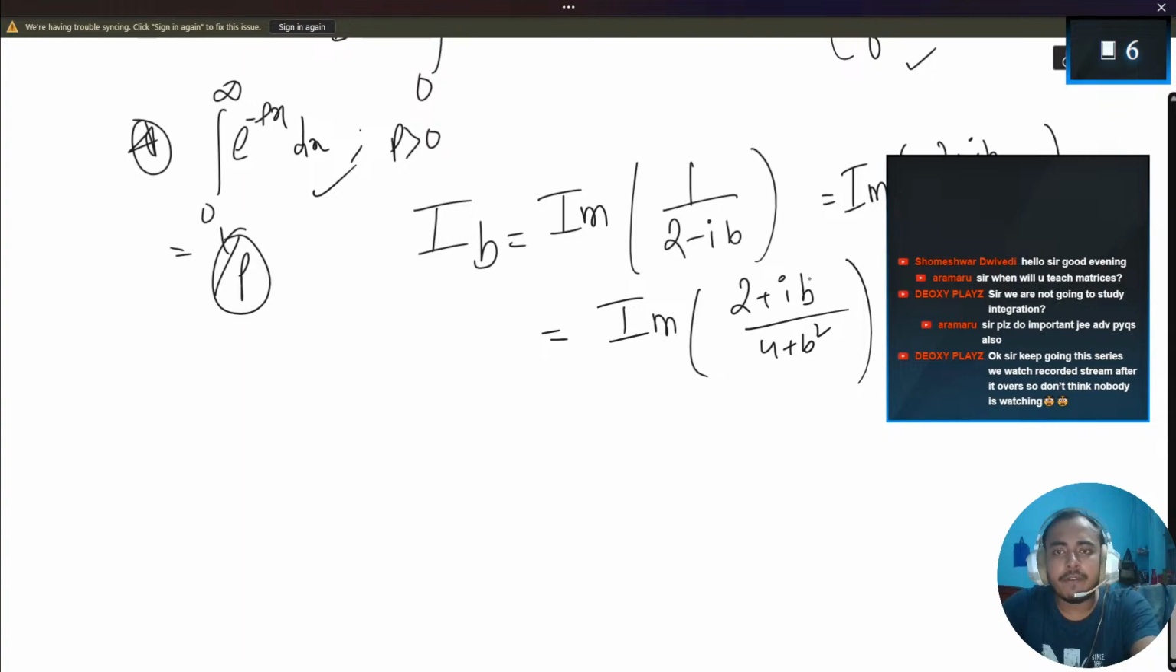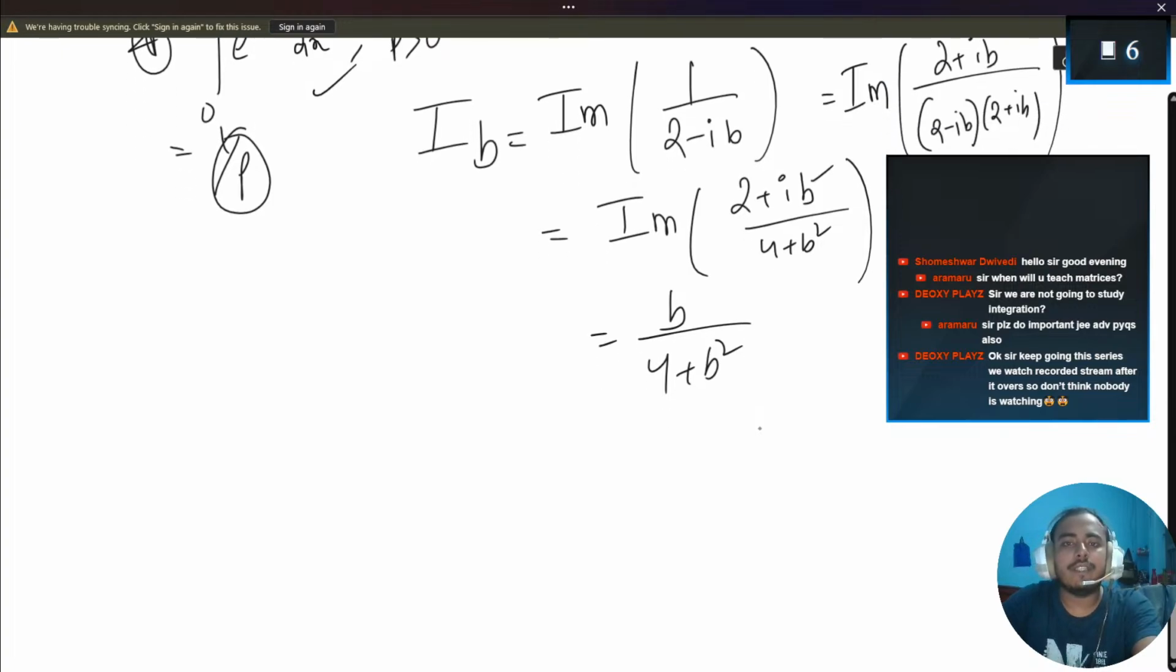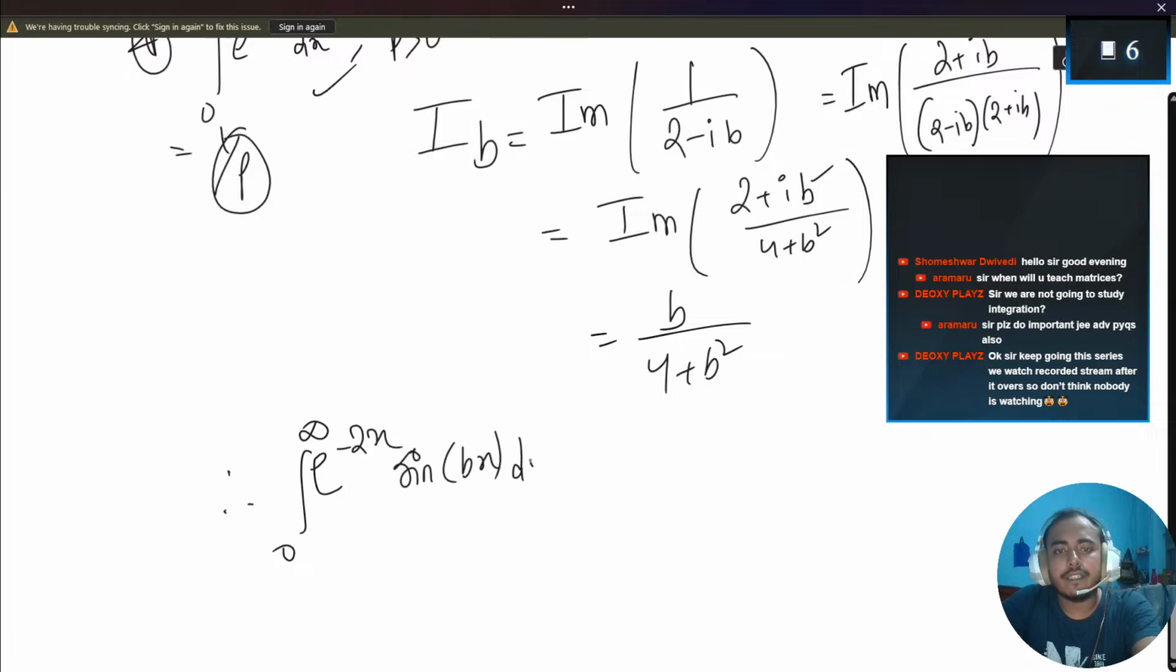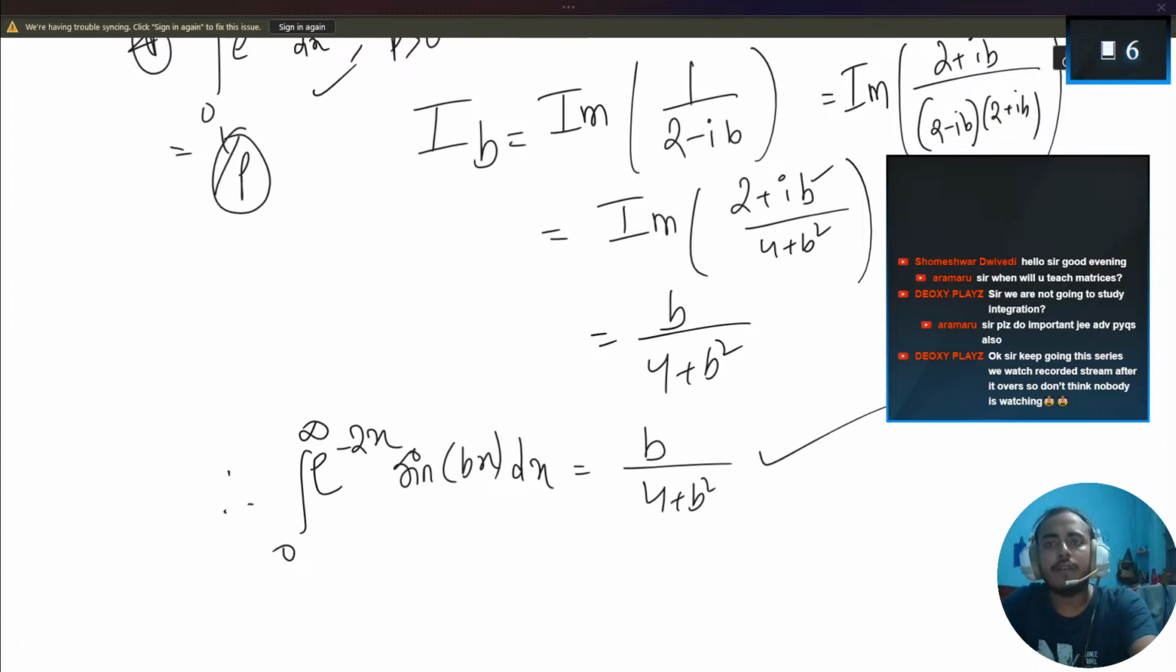And the imaginary part we can clearly see now, it's b by 4 plus b square. So in general, we have the value of the integral from 0 to infinity of e to the power minus 2x sine of bx dx as b by 4 plus b square, which is the required answer. Okay.